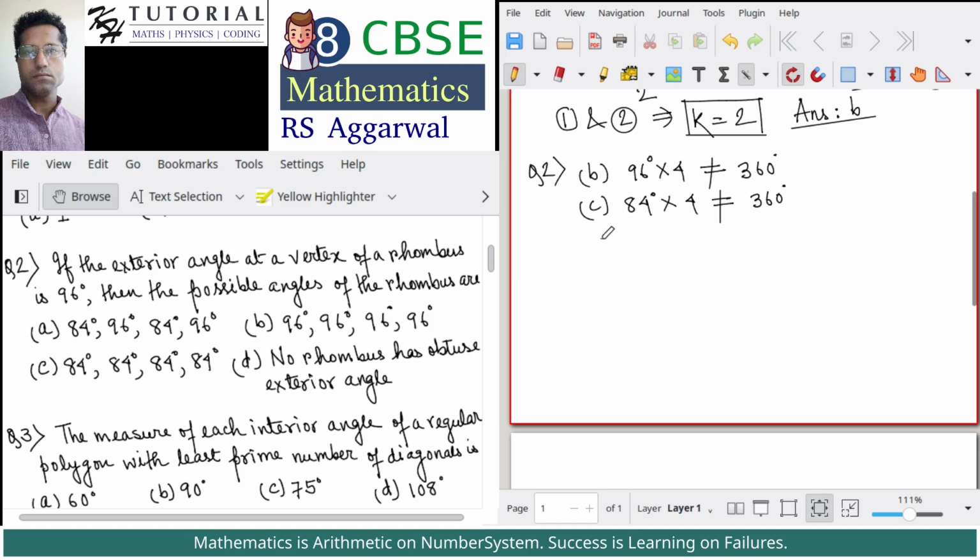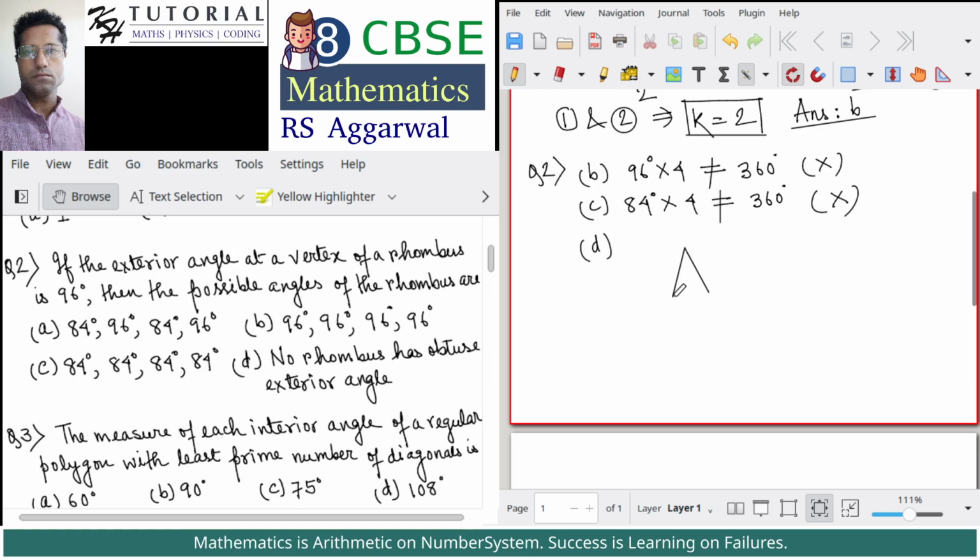Now, choice D cannot be a correct answer. It is saying that no rhombus has an obtuse exterior angle. Choice D is saying that in any rhombus, an exterior angle cannot be obtuse. This is wrong, because I can easily draw a rhombus where, since an obtuse exterior angle means its corresponding interior angle will be acute, I can always draw a rhombus.